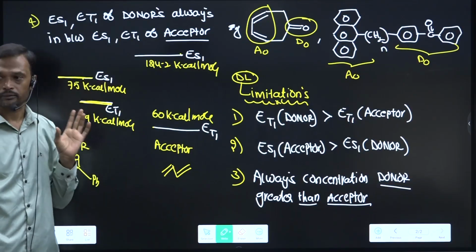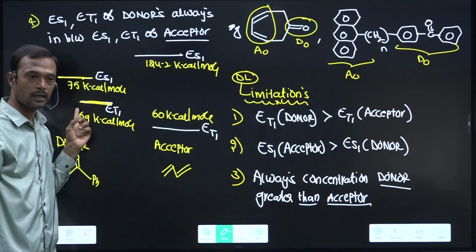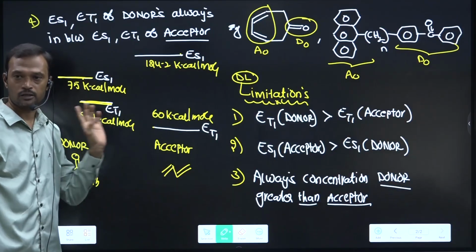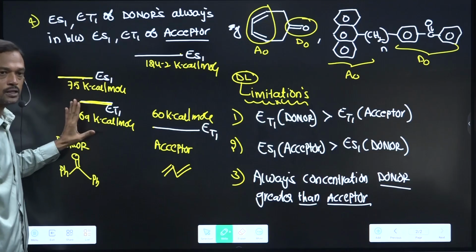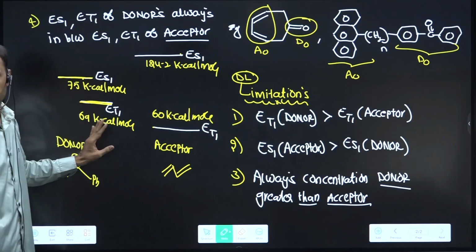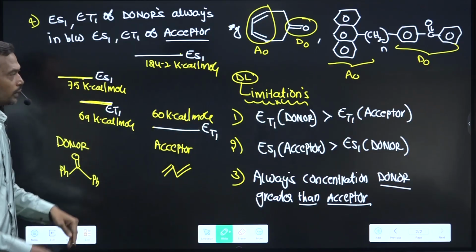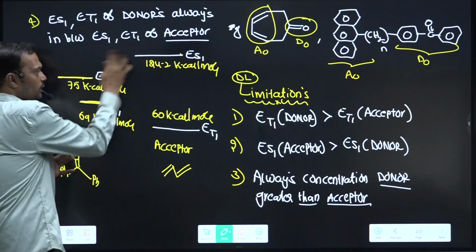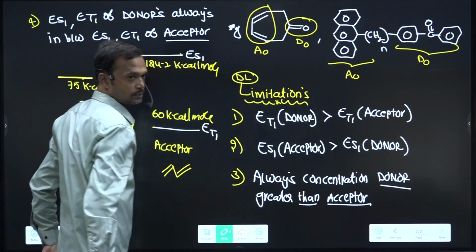How to select a donor? Donor singlet and triplet energy levels are in between the acceptor singlet and triplet energy levels. If this condition is matching, then that is an excellent selection of donor for any photosensitization reaction. So don't take whatever you want, some conditions are there. If anything is matching in between this, then that is a good selection for any photosensitization reaction.